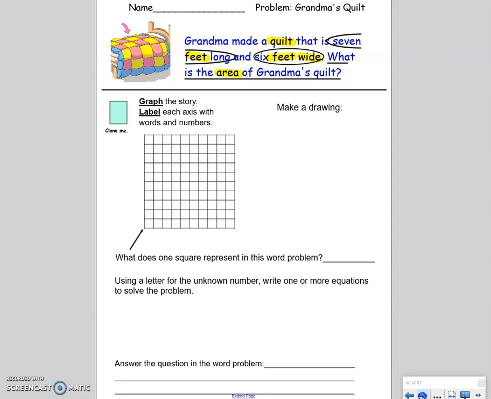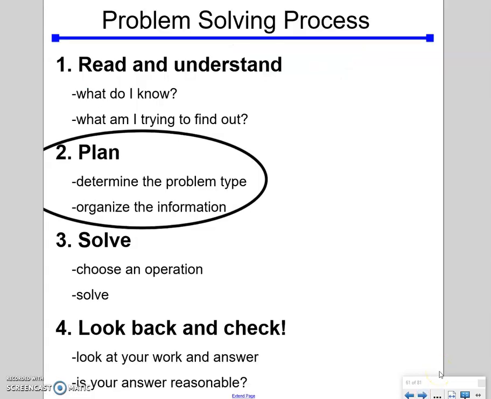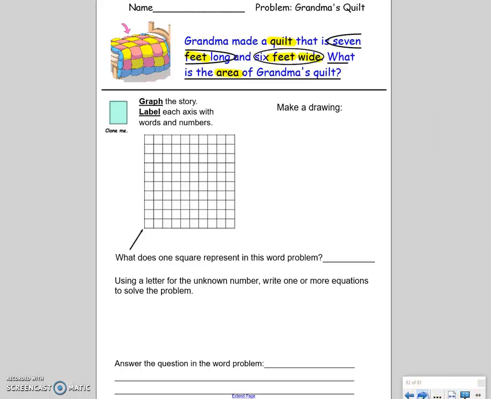Now third grade, it's time for step 2 of our problem solving process. Determine the problem type, today we know it's area, and organize the information. We're going to organize the information first in a graph and then with a drawing. Let's look at the story problem. It's telling us that this quilt is 7 feet long and 6 feet wide.